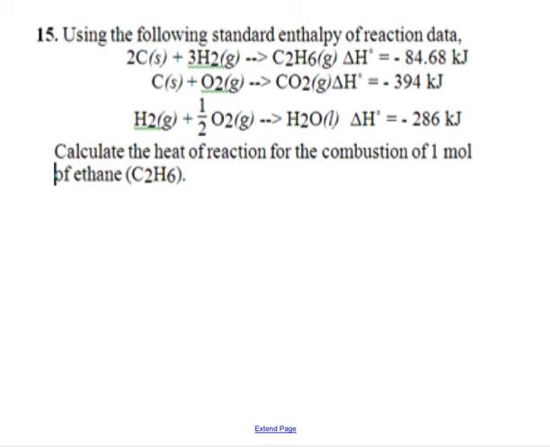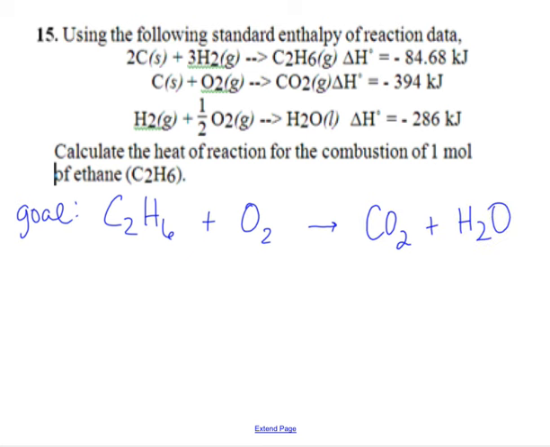Well, we talked about how to write combustion equations, and that's what we're going to do here. We need to create our goal. Once we create our goal, then we'll manipulate the equations the same way. So we're going to combust C2H6. We're going to add O2, and what are we going to make? CO2 plus H2O. So now to balance, we got to leave a 1 here, combusting 1 mole.